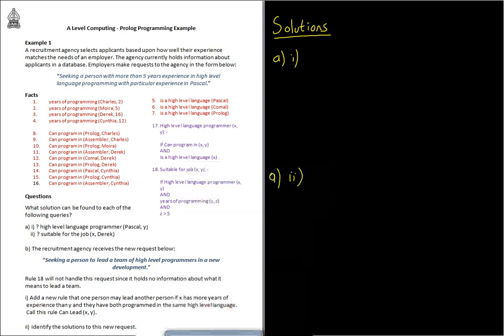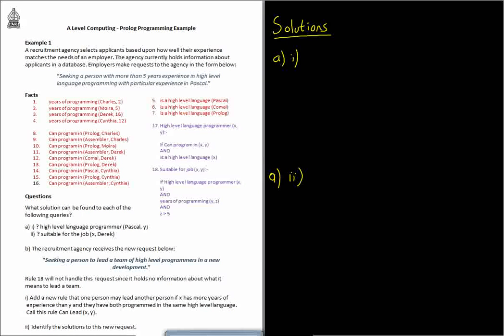In this tutorial we're going to look at the example question to do with declarative programming languages, and remember that Prolog is one of the best examples of a declarative programming language. A recruitment agency selects applicants based upon how well their experience matches the needs of an employer, and the agency currently holds information about applicants in a database. Employers make requests to the agency in the form below, seeking a person with more than 5 years experience in high-level language programming with particular experience in Pascal.